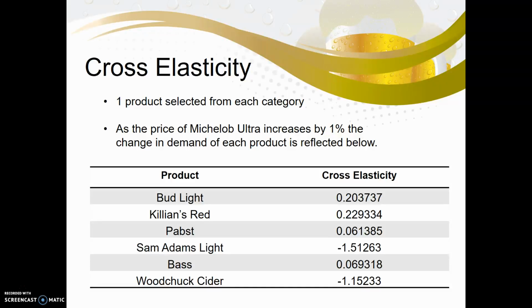The two exceptions are Sam Adams Light and Woodchuck Cider. It's hard to know why increasing the price of a product would decrease demand of Michelob's Ultra. But one possibility is that Sam Adams Light and Woodchuck Cider are complementary to Michelob Ultra. So when people buy one, they buy the other, in which case it would be negative as shown.